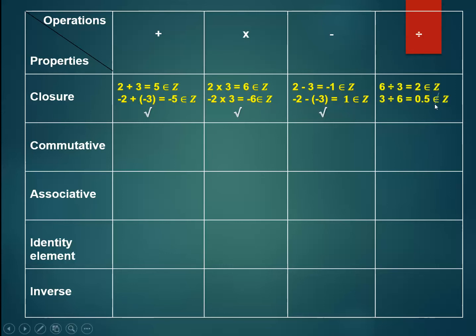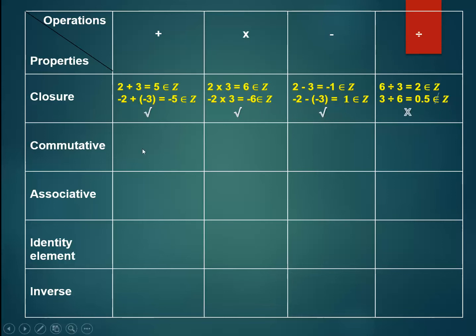6 divided by 3 equal 2, but 3 divided by 6 equal 0.5, and it does not belong to Z. We know that Z is whole numbers, not fractions, not decimals, not percentages. So here closure is not satisfied. So closure holds in addition, multiplication, and subtraction.